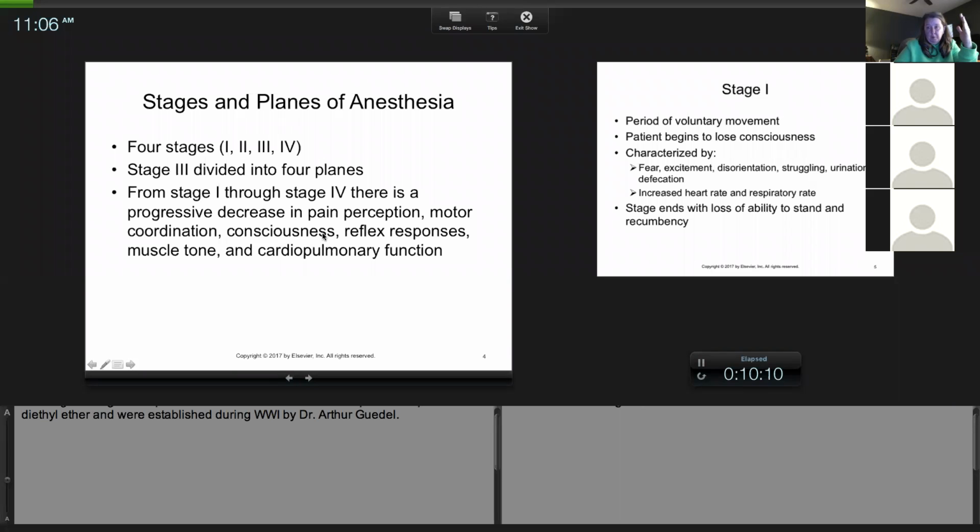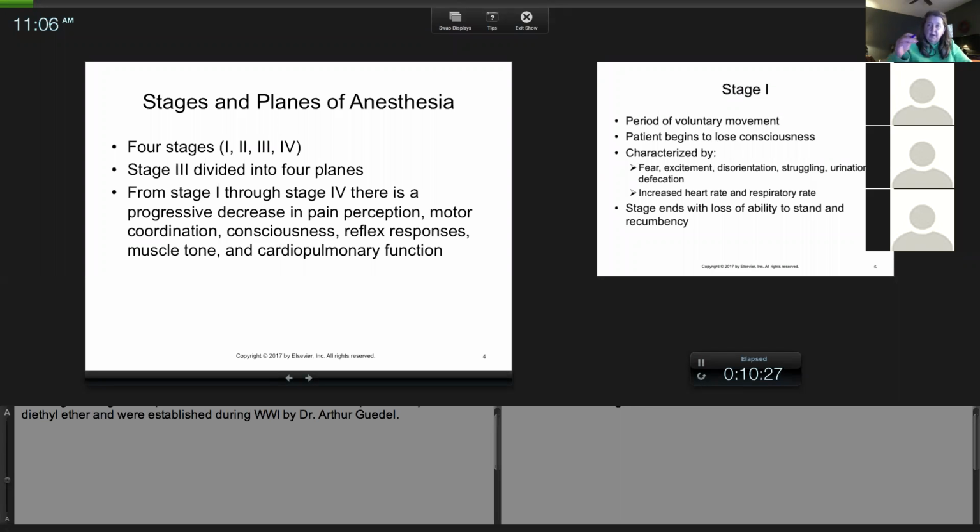Obviously, they shouldn't be moving. Their reflexes and general muscle tone change too. When you feel an animal that's awake, they have tone. As they get sedated, they just feel like a bump on a log, or you drop their leg and they don't have a lot of tone.